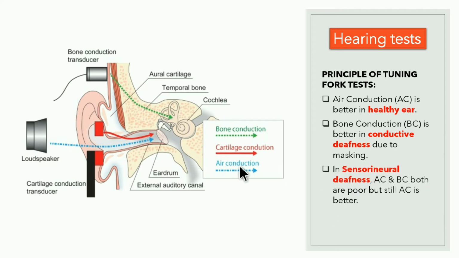In sensorineural deafness, there is a problem in the cochlea and auditory pathway. So because of that, both air conduction and bone conduction will be poor. But still, air conduction will be somewhat better than bone conduction. So you have to remember in sensorineural deafness, both AC and BC are poor, that is air conduction and bone conduction. Both are poor, but still air conduction is better compared to bone conduction. So this is the principle you have to keep in mind in all the tests. If you remember this principle, you will be able to interpret the results very easily. Again, I will repeat, the Galton whistle test need not be done in examination. It is just for demonstration only.